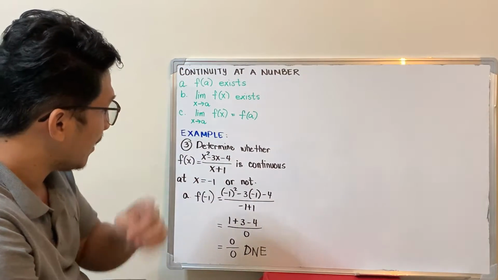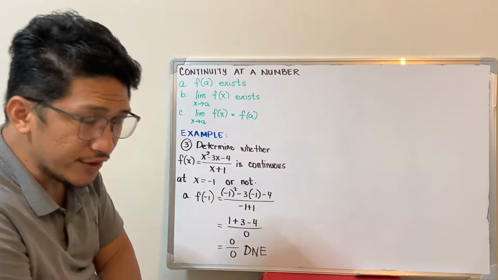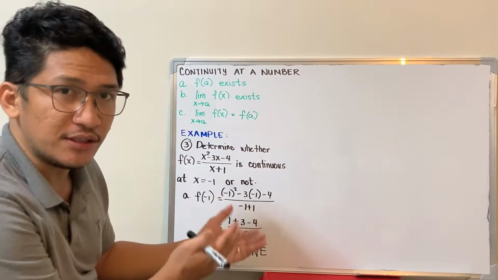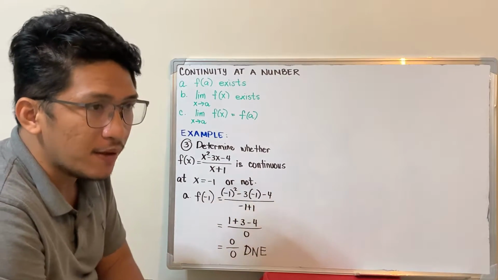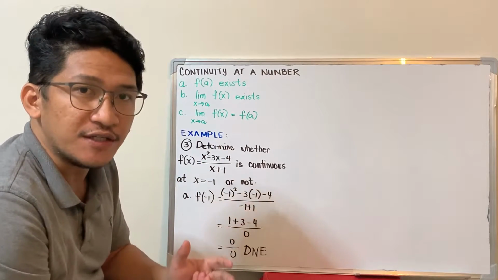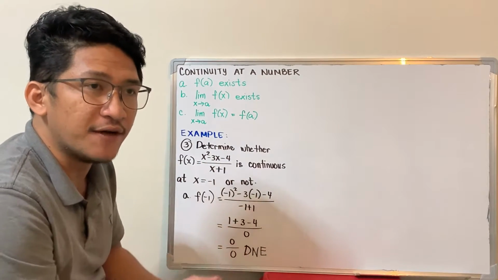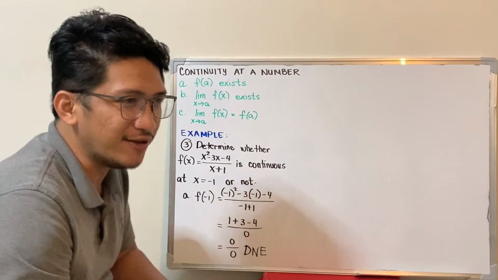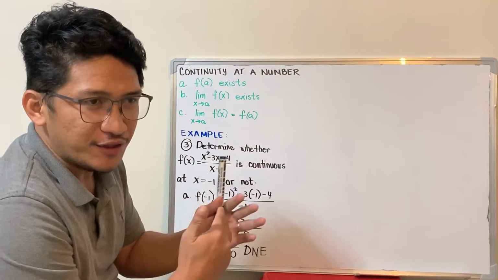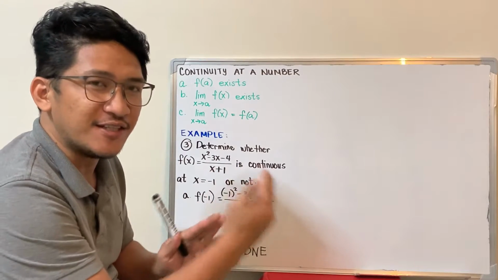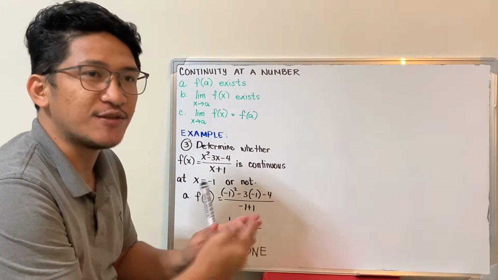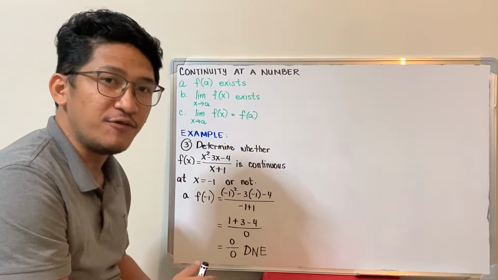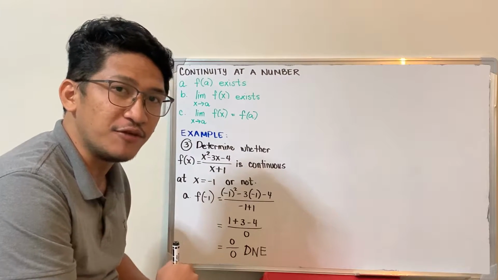Pero this time guys, no? There's a difference between katong kanina in the previous example, sa example number 2, we had 4 over 0 as the result. And that was undefined. And then ingon ta, the discontinuity, again, 4 over 0, and we said that it does not exist. And the function is discontinuous. The type of discontinuity was infinite discontinuity.